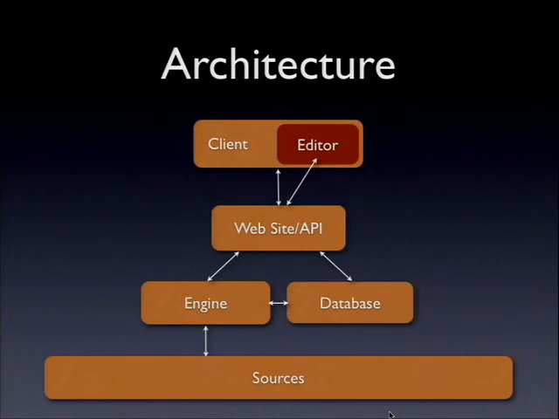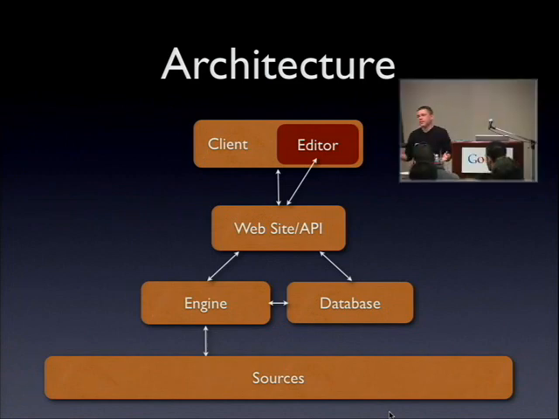So this is the 50,000-foot view of the architecture, and there's nothing very surprising here. Obviously, the sources at the bottom are the most important things that we have. Without the sources, Pipes doesn't do very much. This is where all the data comes from. We have an engine, which is where all the heavy lifting's done. This is where the mashup and the pipe definitions are run.